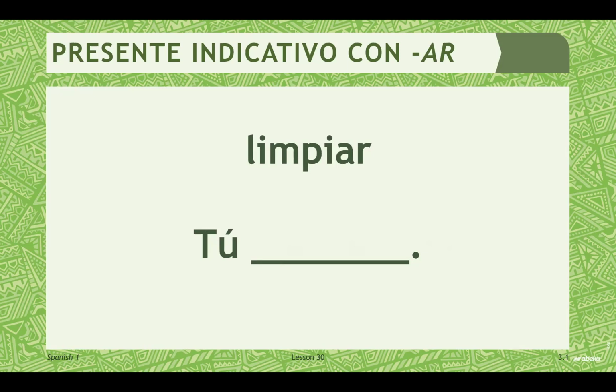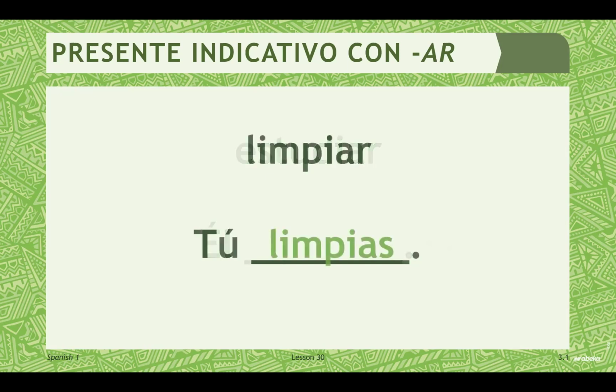Limpiar. You have to conjugate it for tú. So you get rid of the AR and what do you add? I'm sorry, you have to add an S, right? It has to end in an S. So limpias. Tú limpias, okay? Estudiar. For él. Él is he. So for él, it has to end in A. So you just get rid of the R there.